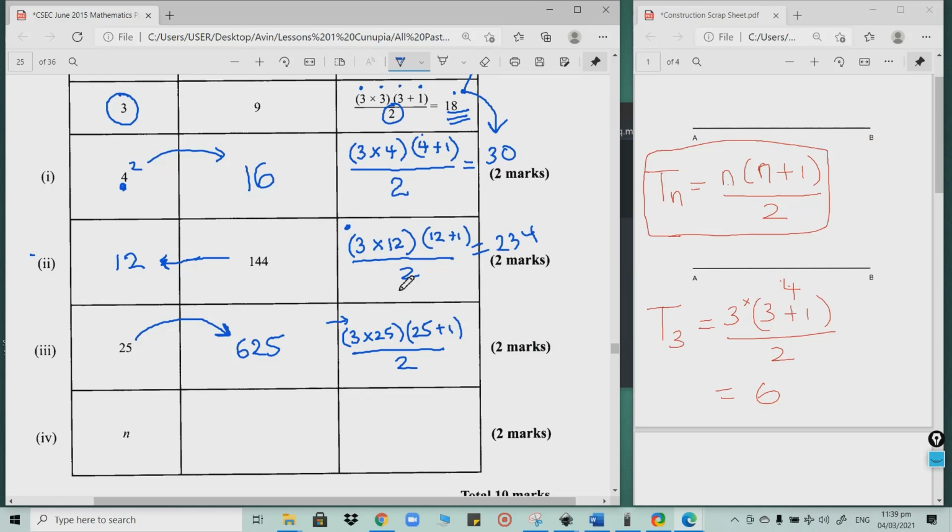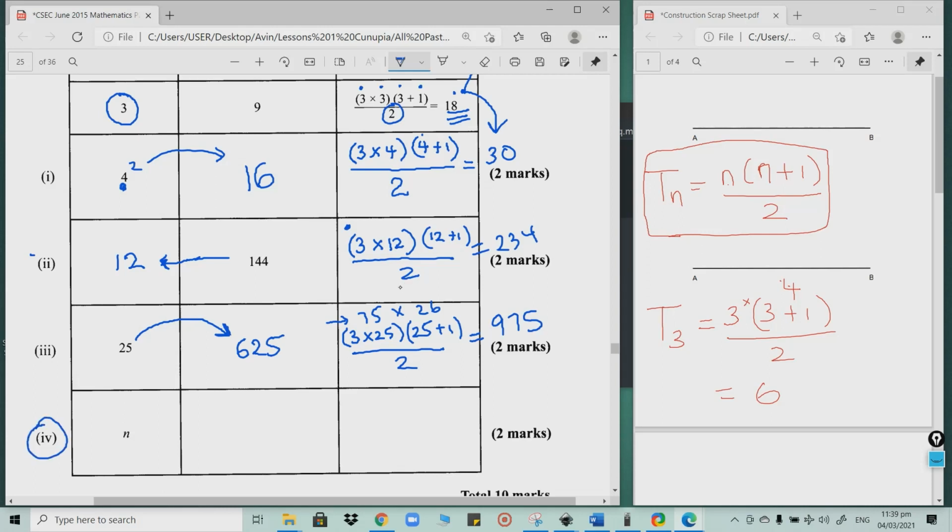So I know 3 times 25 is 75. 25 plus 1 is 26. We have to multiply those two and divide it by 2. So it's 75 multiplied by 26 divided by 2. And I get 975. So let's fill out the last row, sorry.